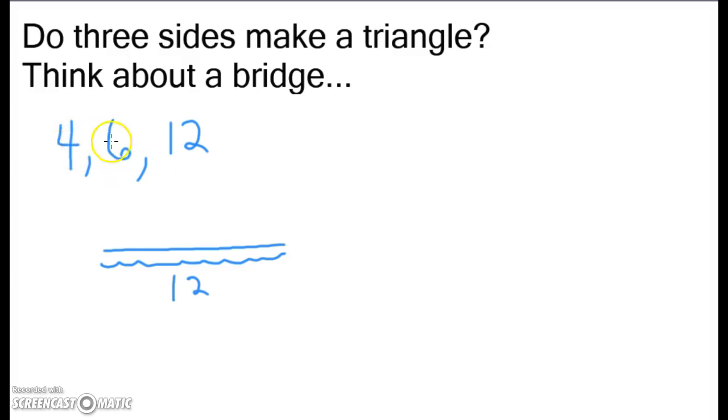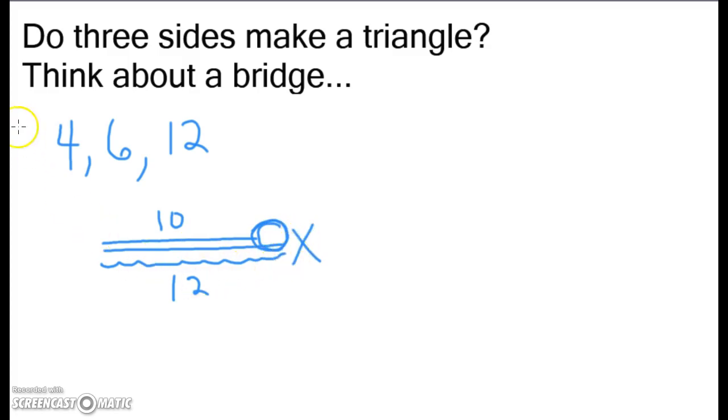Well, what are 4 and 6 added together? If I had a segment that was 4 and a segment that was 6, I would get 10. Is 10 big enough to reach all the way across to the other side? I see a gap right here because 10 isn't bigger than 12. These three sides can't make a triangle because 10 isn't big enough to reach all the way across 12.